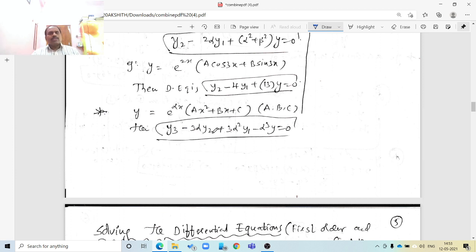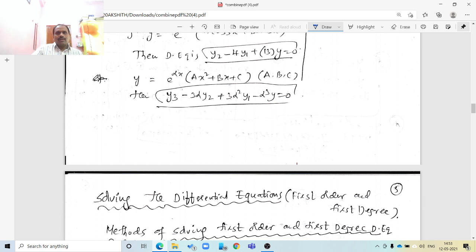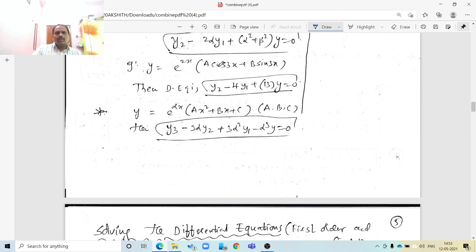So this is the process to form a differential equation. Forming a differential equation is very easy. First, you observe the number of arbitrary constants in the given general equation. Then you have to differentiate the given general equation. Suppose 3 arbitrary constants are there, as in this example. So you have to differentiate with respect to x 3 times and eliminate those arbitrary constants. Then a differential equation will be formed.